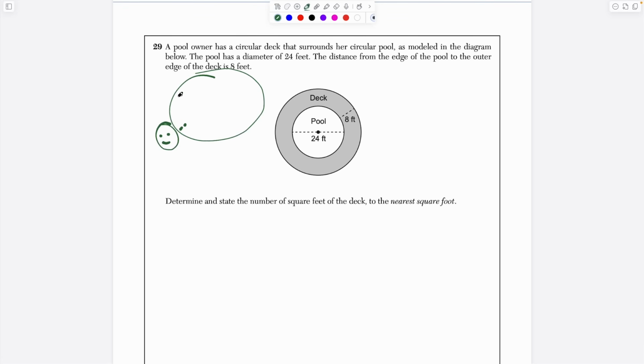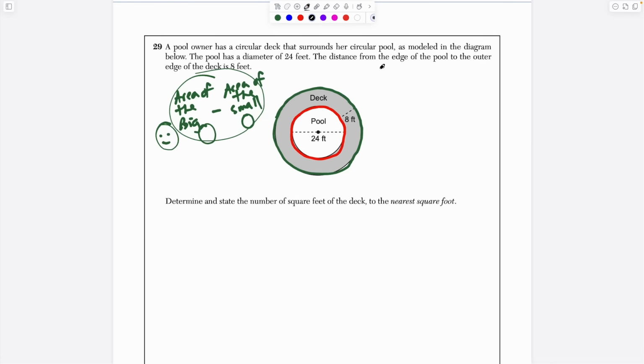So what I'm going to do is the area of the big circle minus the area of the small circle. Okay, so that's really what's going on here. See, we have the big circle over here, so that's the entire circle that covers all of this, pool and deck included. So we're going to find the area of this big circle, and then we're going to subtract the area of the smaller circle on the inside like this. And that'll tell us the area of whatever's left.